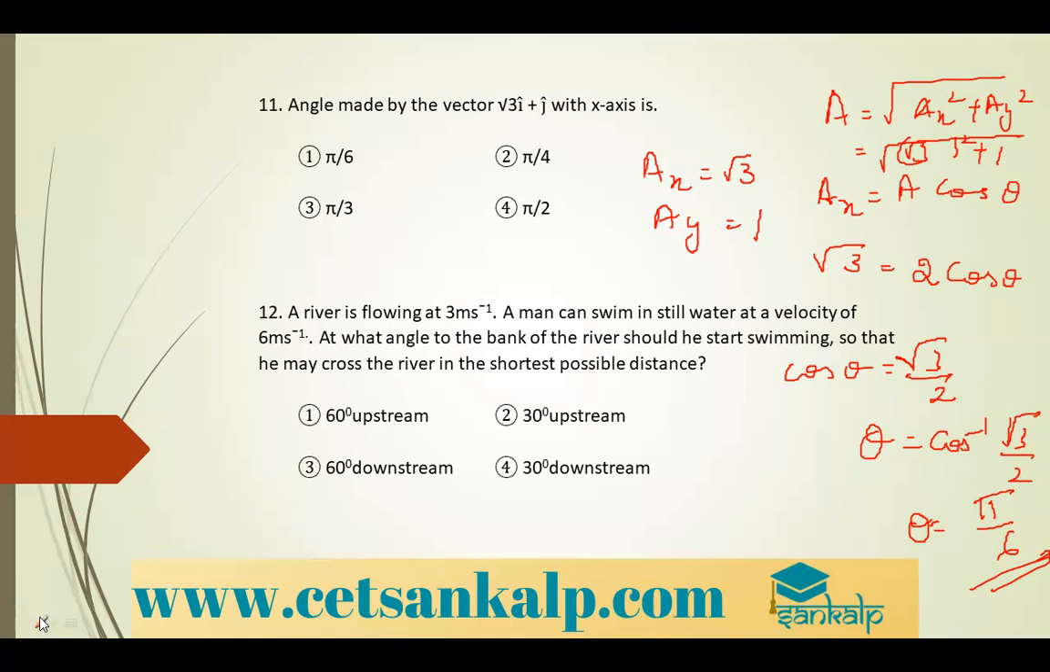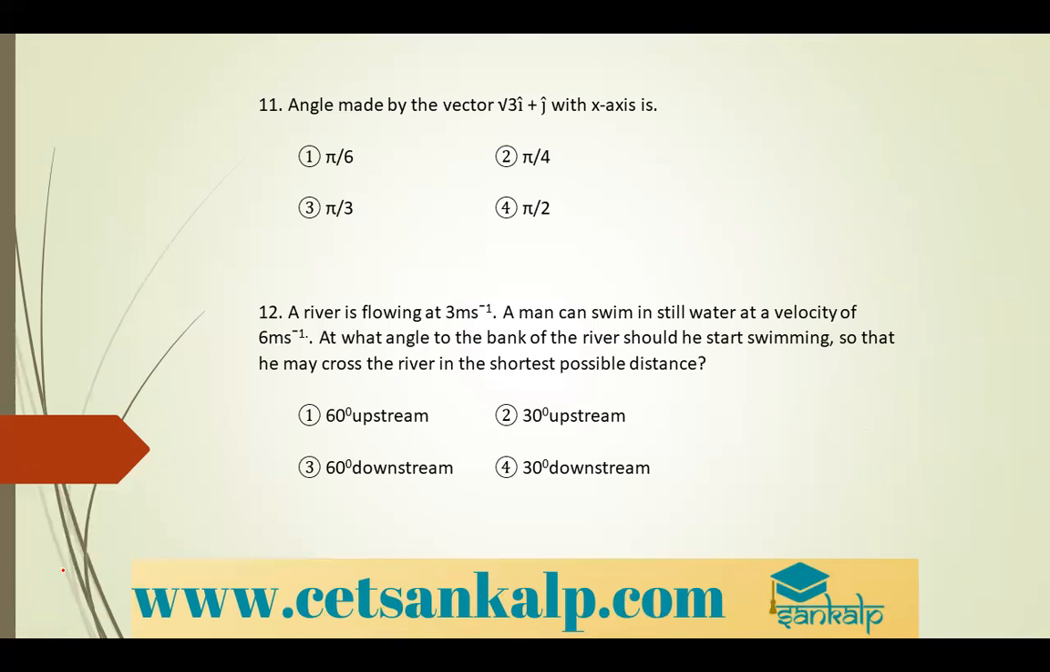Quite an important topic. So next, what are we doing? That is the 12th question. A river is flowing at 3 meters per second. So the river travels at 3 meters per second. A man can swim in still water, still water meaning water at rest, at a velocity of 6 meters per second. At what angle to the bank of the river should he start swimming so that he may cross the river in the shortest possible distance?